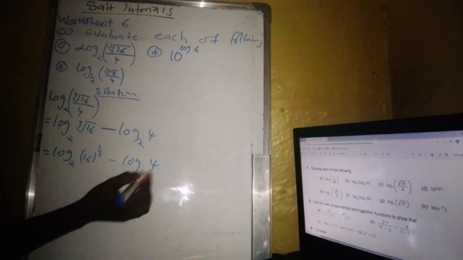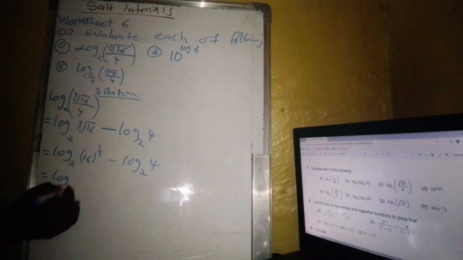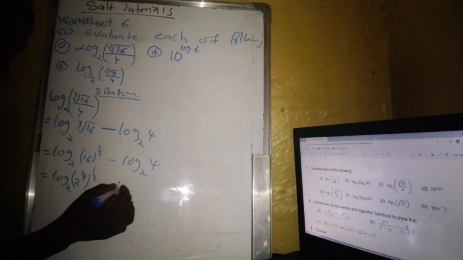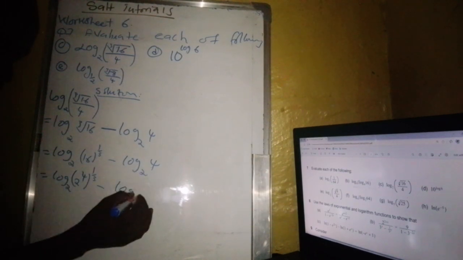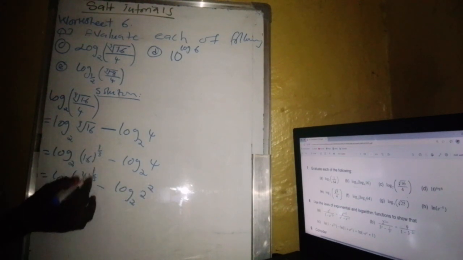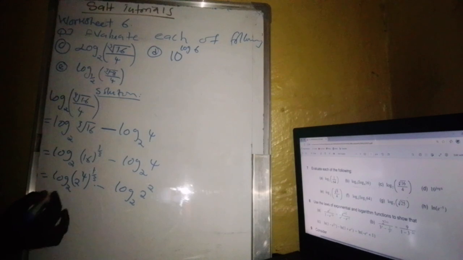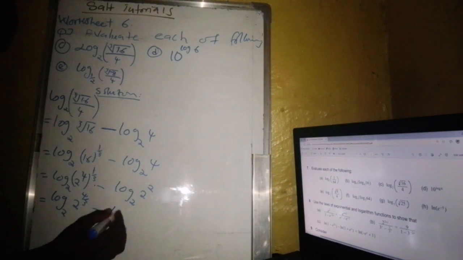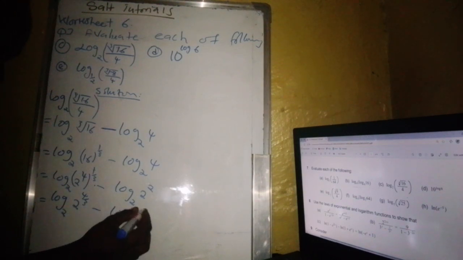I want to have the same bases. 16 can be broken down to be 2 power 4, so 2 power 4 to the 1 over 3, minus log 2, and the 4 can be broken down to 2 squared. This and this, it is 4 over 3, so this becomes log 2 4 over 3 minus log 2 squared.